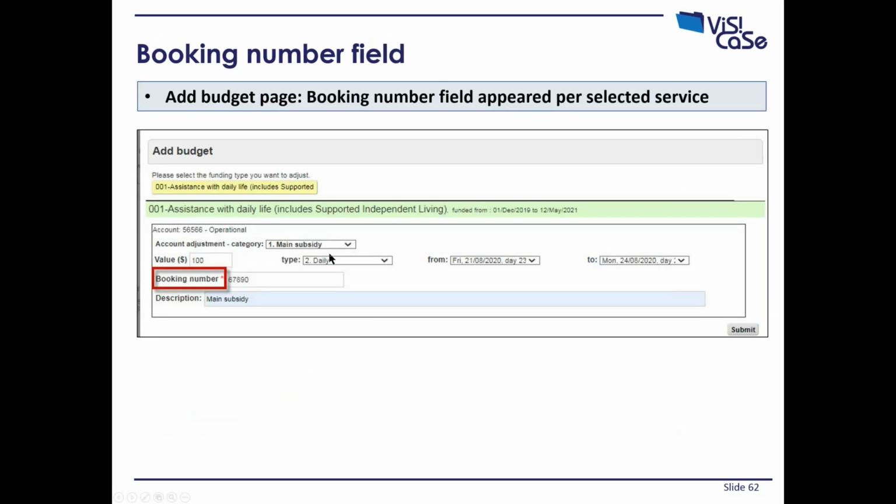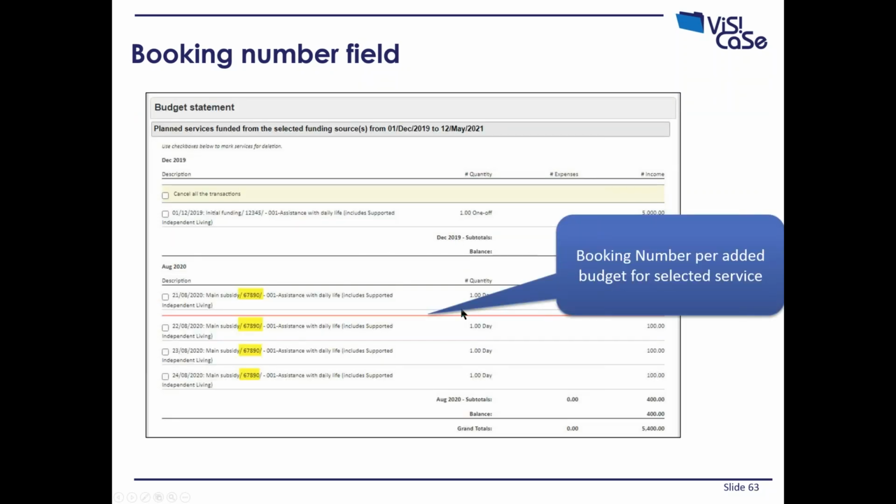So on the budget page as well, you will have this booking number. So when you are adding any budget for the client, you will see this booking number and you can add, which will be shown on the account statement page as well. This is the account statement page where you will see the booking number and the services provided with that booking number funding.